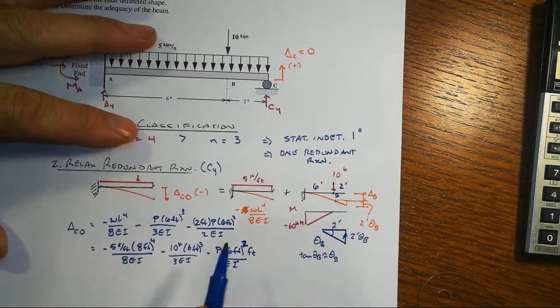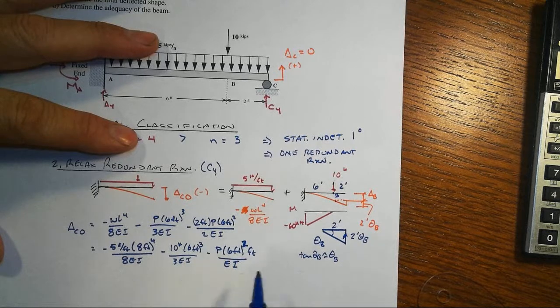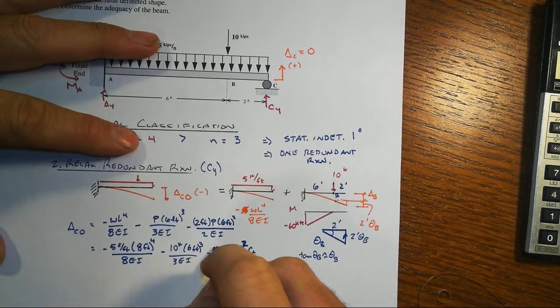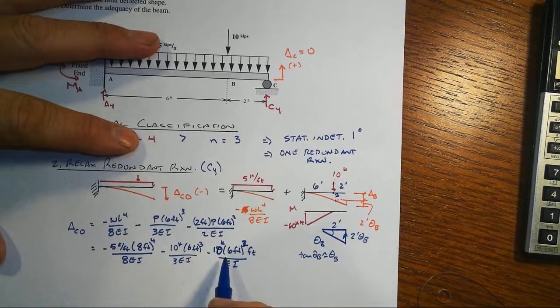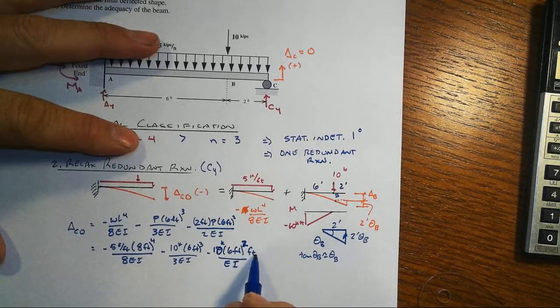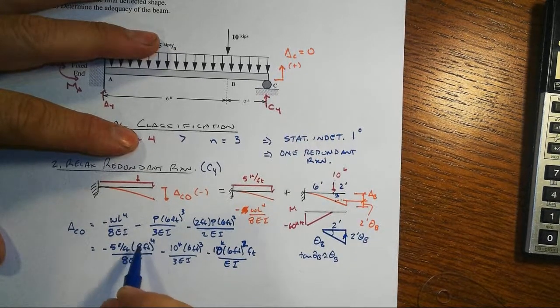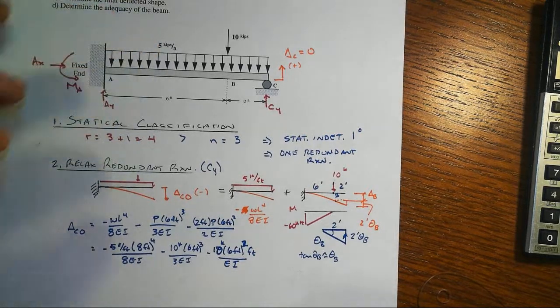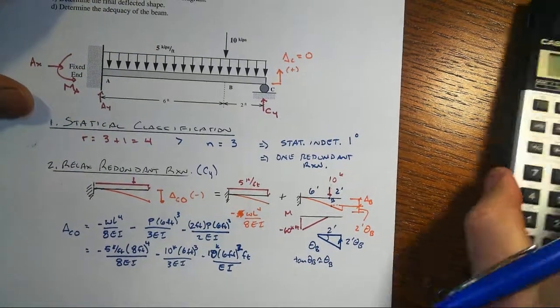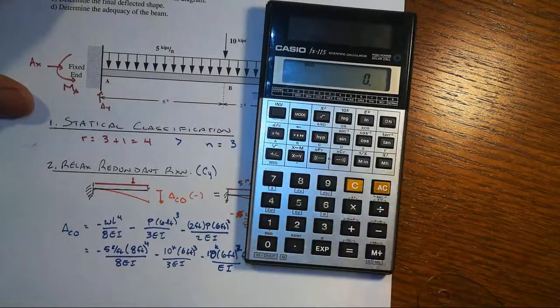That's over EI. Notice that we're going to have kip feet cubed in each one of these. 10 kips times feet squared times feet, that's going to be kip feet cubed. Kip per foot times feet to the 4th will be kip feet cubed. Alright, so now let's just get it all added up.